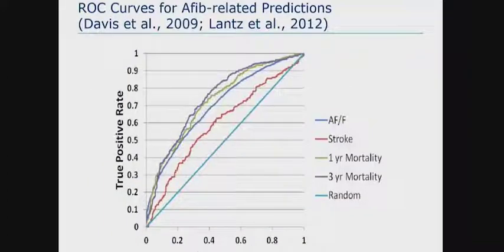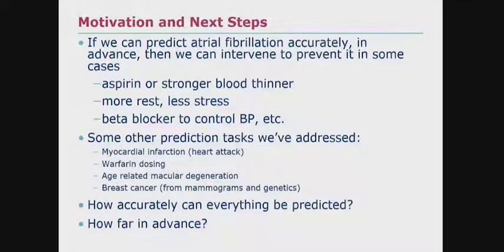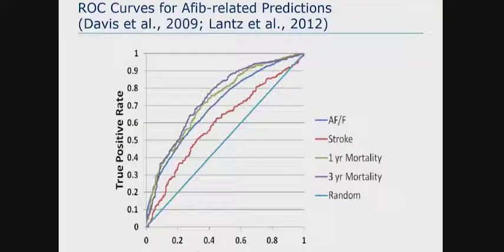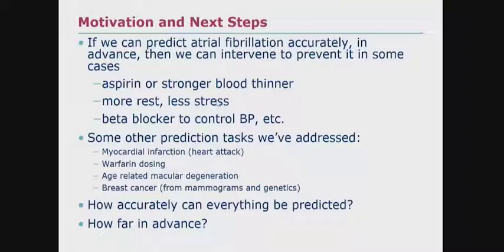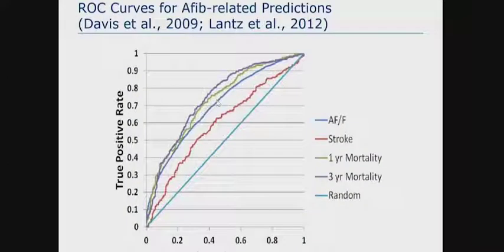We looked at atrial fibrillation. If this pointer shows up for me... I'm not getting my laser pointer to work, so let me see if the mouse will work. This dark blue curve here is the atrial fibrillation ROC curve. It's an area of about 0.7.